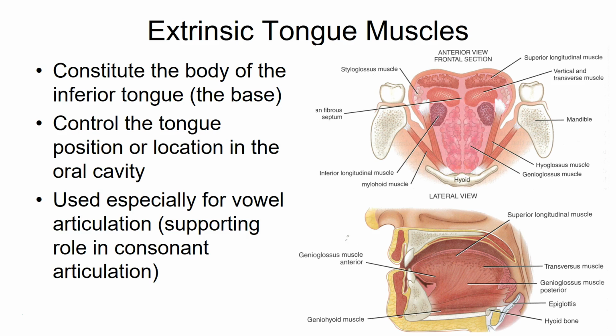These muscles may have a supporting role in consonant articulation. If you want to do something like raise the tongue tip up to touch something, it can be helpful for the other tongue muscles to hike the tongue up overall to make that tongue tip raising easier.